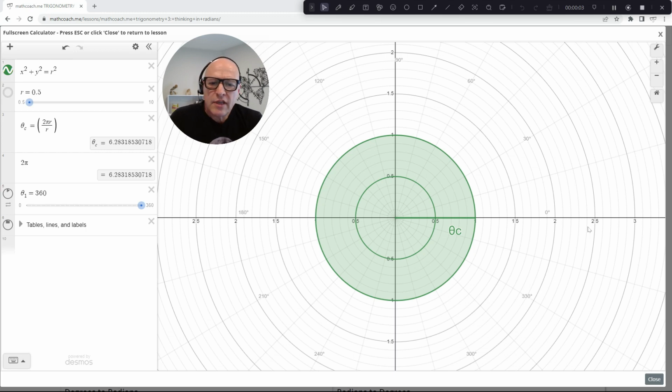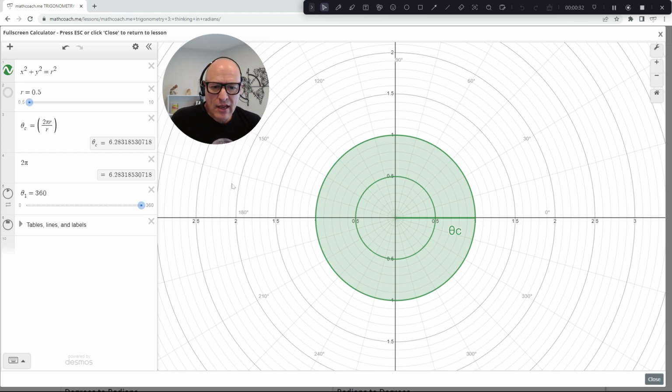Okay, in this Desmos calculator, I have a unit circle, which is shown here, and I can control the size of the angle just by dragging this slider. So halfway around the circle, I'm at 180 degrees. And we know that if we go all the way around the circle, we get to 360 degrees when expressed in degrees. So what is that in radians?